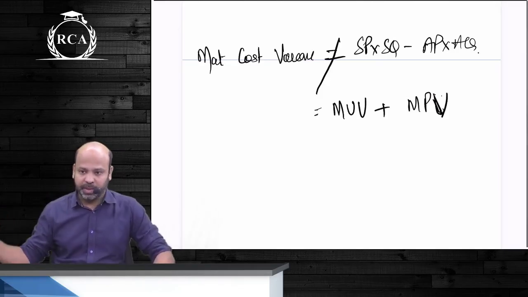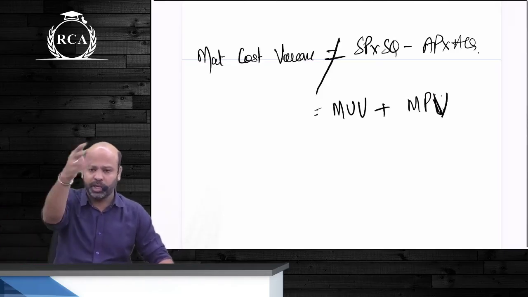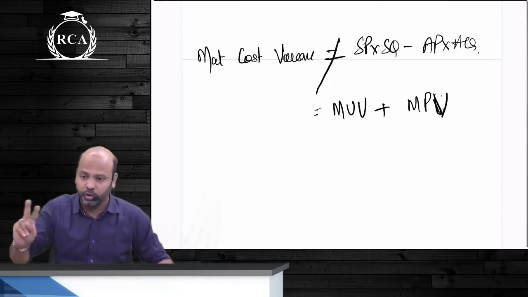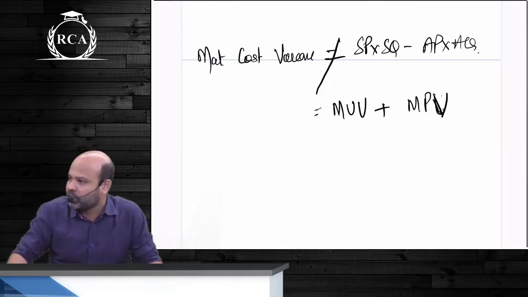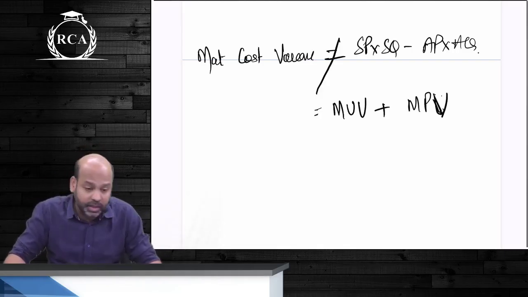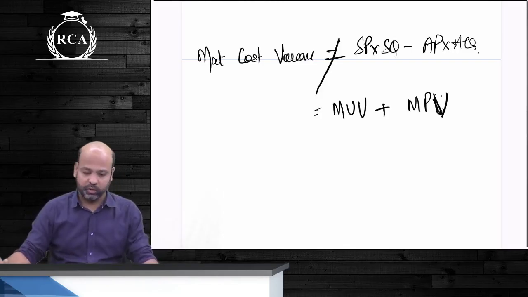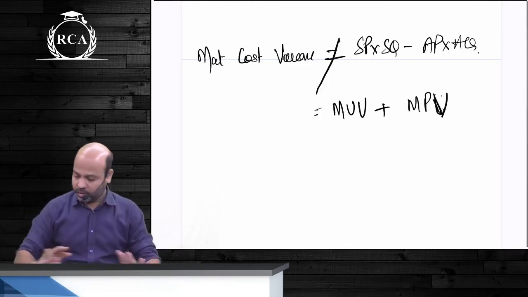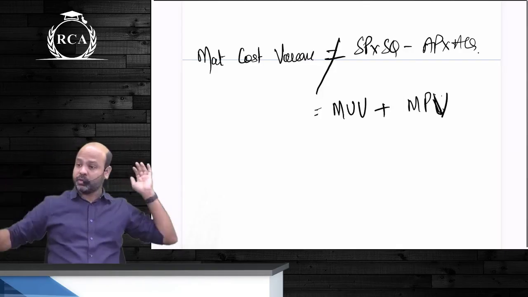If material price variance is based on consumption, you can use the formula, add them, and the answer will be the same because both of them are based on consumption. Are we clear about this? Yes or no? This is the last thing that we have to learn related to materials. Material variances will be complete once we do this.